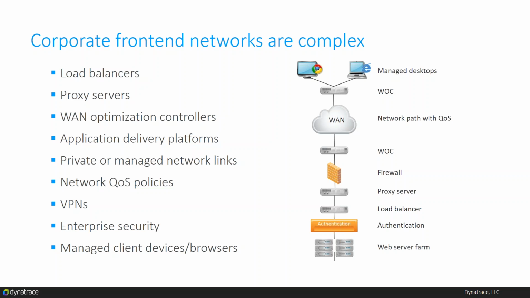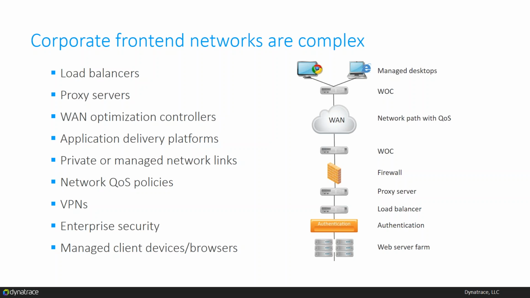So here's a little diagram that illustrates how complex corporate front-end networks might be. Right? Often much more complex than connecting through your home network to a public website. Corporate networks have load balancers and firewalls, but also application delivery controllers, perhaps WAN optimization controllers. The network team might have quality of service policies that they apply to prioritize certain traffic. So there are a lot of things that can be tuned to improve performance, but there are also a lot of things that can be mistuned to make performance quite poor.